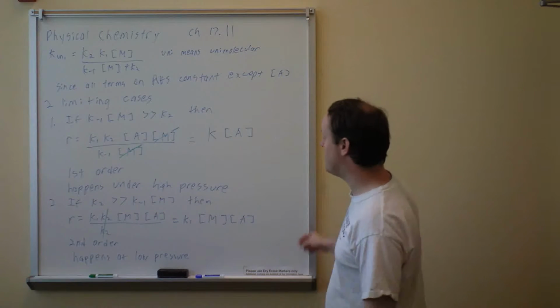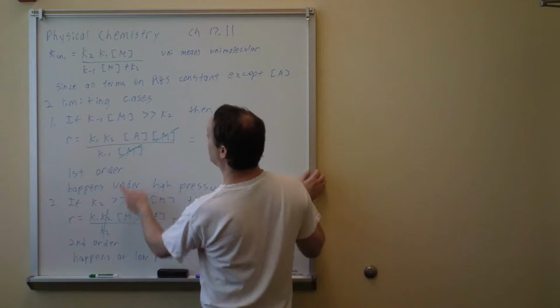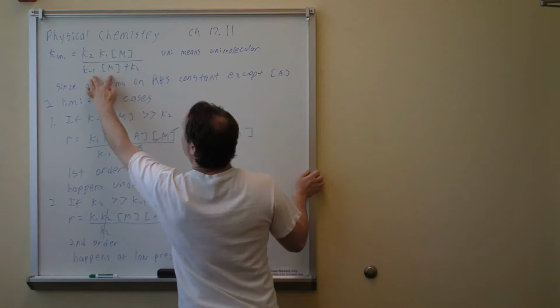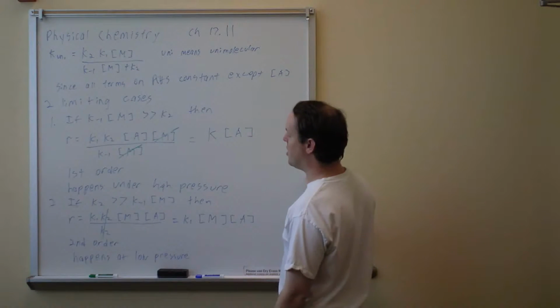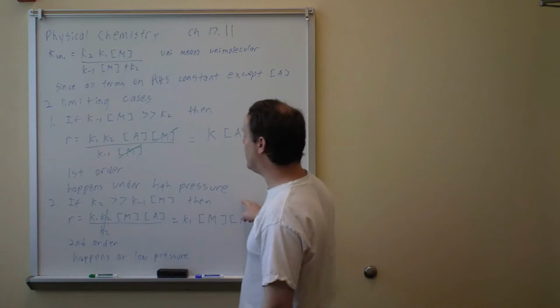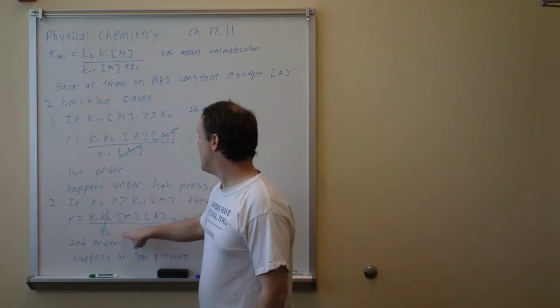It will look first order. On the other hand, again looking down here, if K2 is much greater than K minus 1 times the concentration of M, then what's going to happen is, on the bottom, you're just going to have the K2.